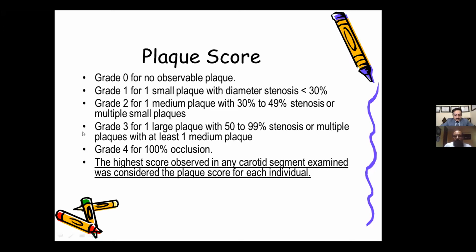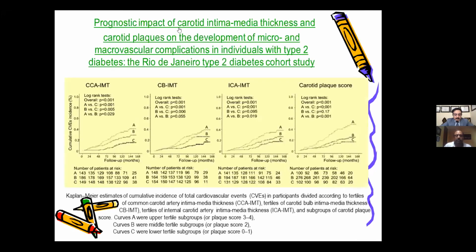And this is the same thing, talking of the prognostic impact of carotid intimal medial thickness and carotid plaque on development of micro and macrovascular complications in individuals with type 2 diabetes. And if we look at it, the higher the grading of the carotid plaque, the more incidence of cerebrovascular events.